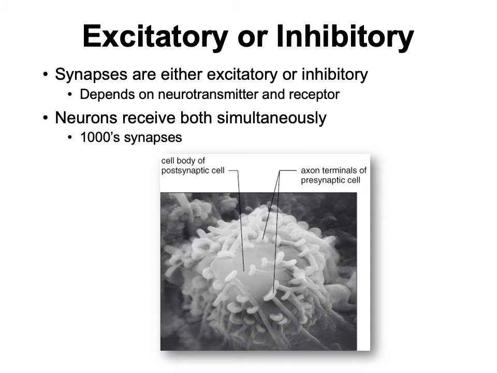Excitatory or inhibitory. Synapses are one or the other. They're either excitatory or inhibitory, and it depends on the neurotransmitter being released and the types of receptors on the receiving neuron. Neurons have the capability to receive both excitatory and inhibitory signals simultaneously. They can have up to 1,000 synapses on their cell bodies, or axons are all over them, and receive that amount of signals all at once.